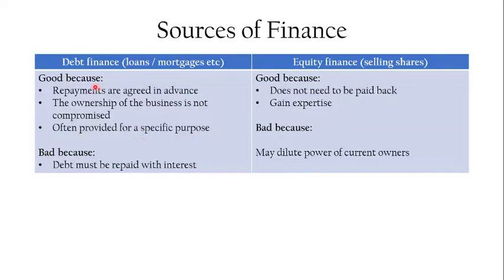I'll give you an example. Businesses, if they are choosing to expand, might use debt finance, where they borrow money from a bank or in the form of a mortgage. Debt finance is good because the repayments are agreed in advance, the ownership of the business is not compromised, and the funds are provided for a specific purpose. But the debt must be repaid with interest.